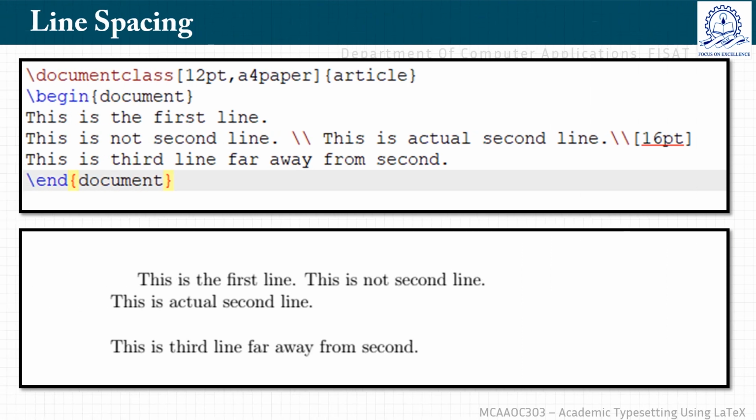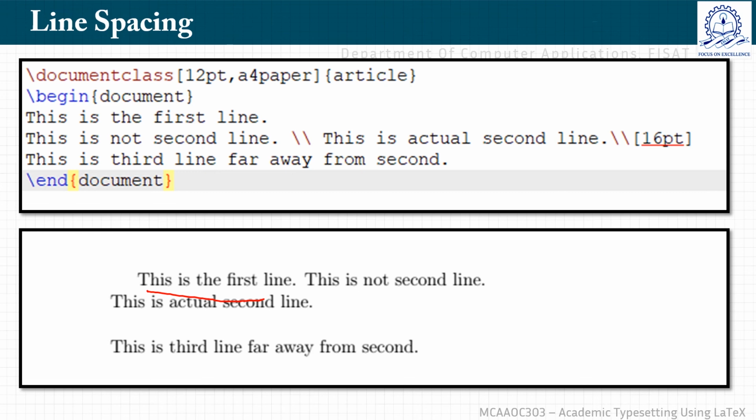Now let us see how lines are produced in a LaTeX file. See, this is another example. Here this is the source file. After begin document, I am giving three or four different sentences. So this is the first line, and this is the output of this code. This is the first line, and it is printed as it is. But after that, in the second line of the source code, another line, this is not second line, is given. In the source code it is on the second line, but in the output it is printed along with the first line. So in the first line itself, this is also printed.